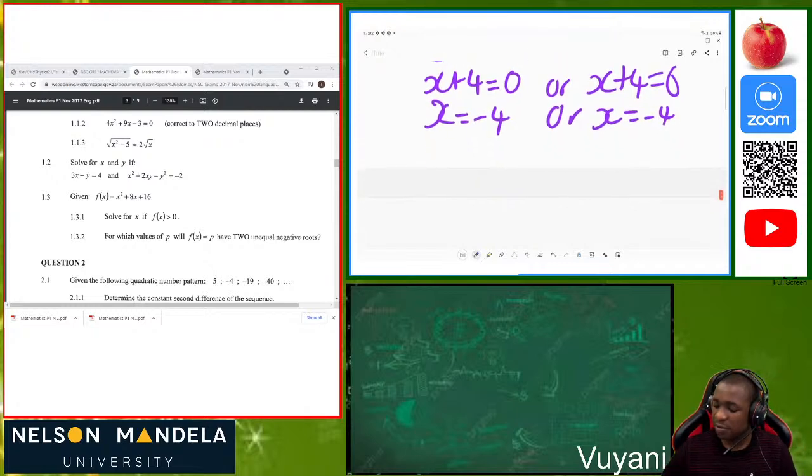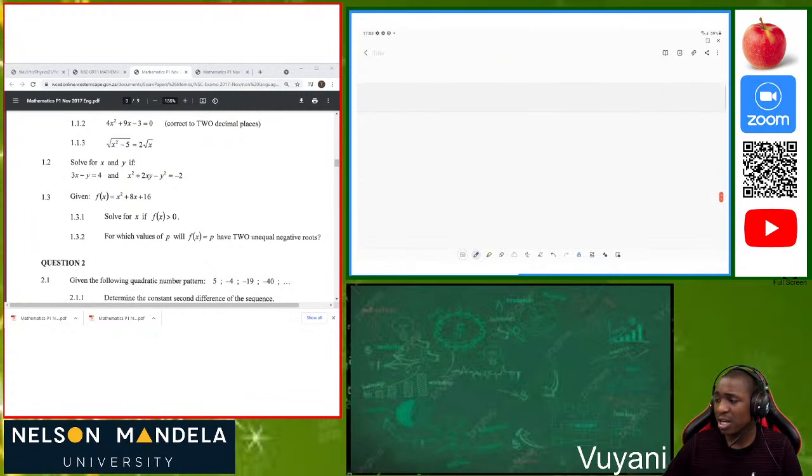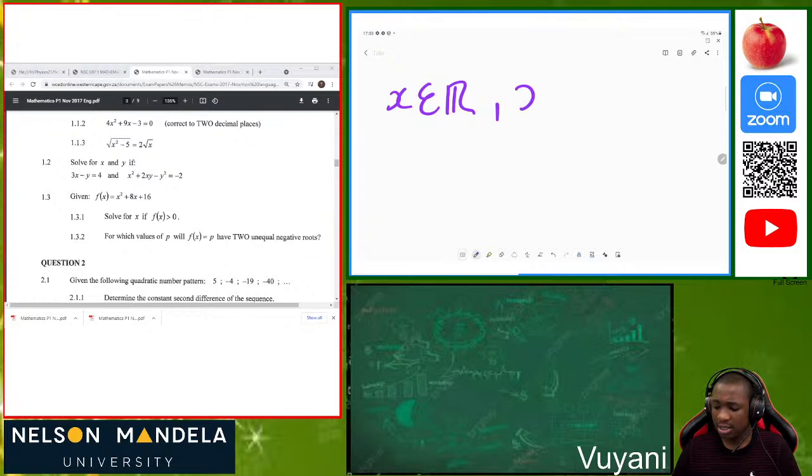So after that, you have to be able to conclude, because this is an inequality. So in this case, our answers are the same. But now, x must always be an element of real numbers, with the fact that x must not be equal to negative 4.